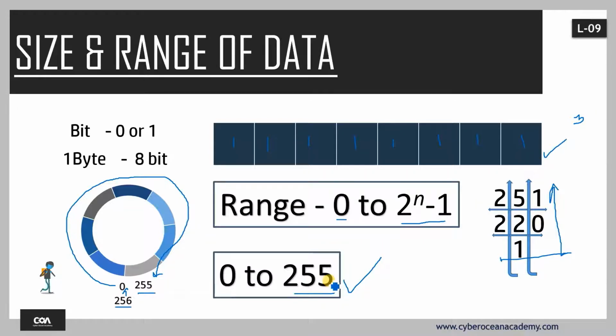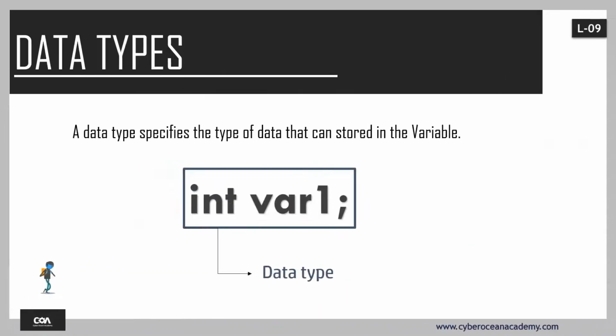Now let's understand what a data type is. A data type specifies the type of data that can be stored in the variable. So what are the types of data? We have numeric data or character data. Depending upon the data type, we can understand whether a variable can store numeric data or character data.